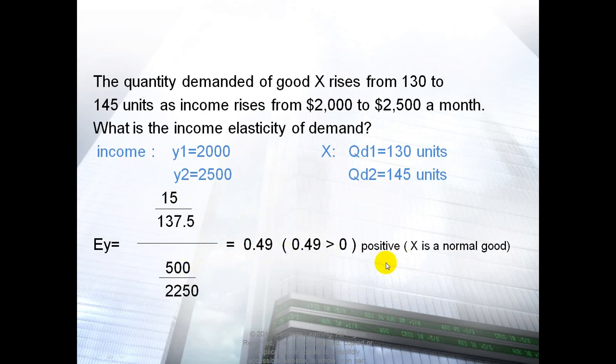So when it is positive, the good X is what? Normal good, it is a normal good. When it is positive, it means good X is normal. When it is negative, it will be what? Inferior.